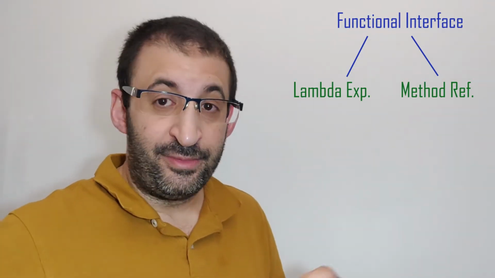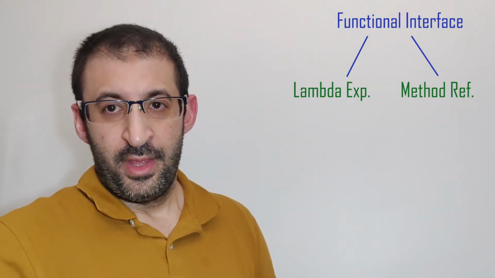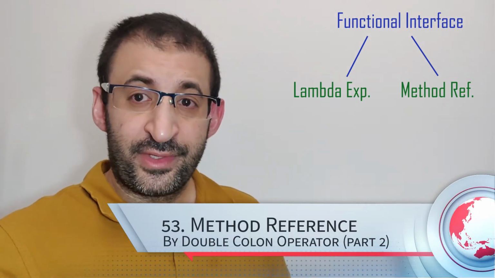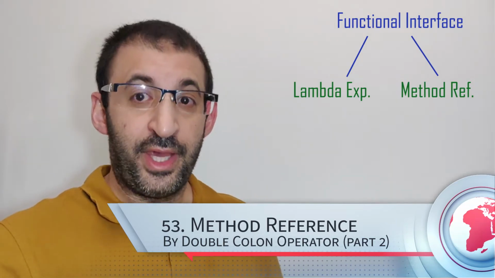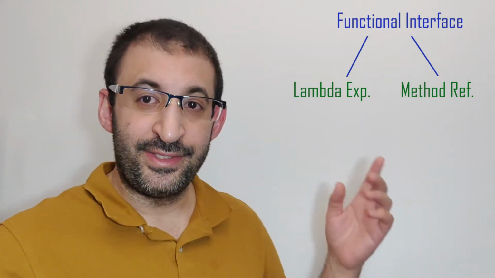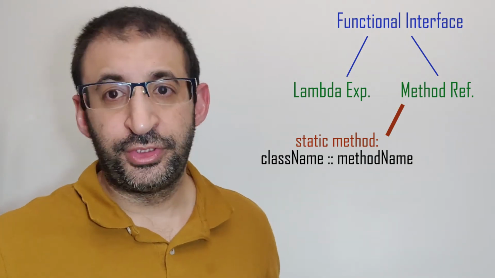In the previous video, I showed you how to use method reference. As you remember, I said for a functional interface, we have two ways to implement them: by using lambda expression or by using method reference. For method reference, I have shown you before by using a static method. The syntax is: class name, double colon, method name, semicolon.